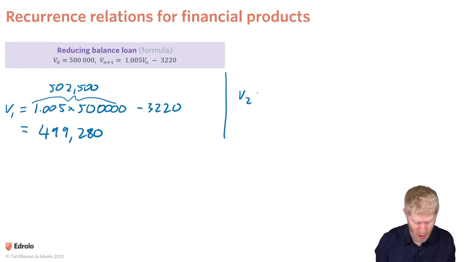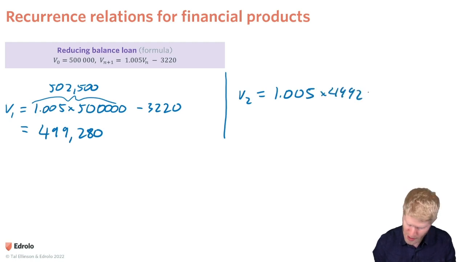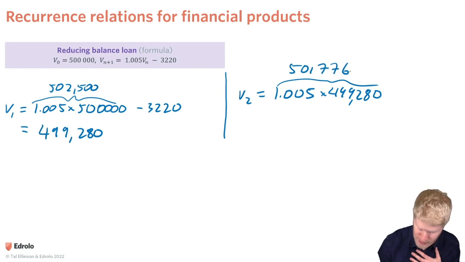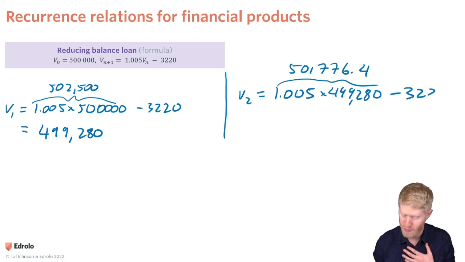And if I do that again, I'll be able to drop it even more. All right, so right now at the end of the second month, I owe $499,280. I get charged interest. That becomes $501,776.40, but I'm going to make my monthly payment.